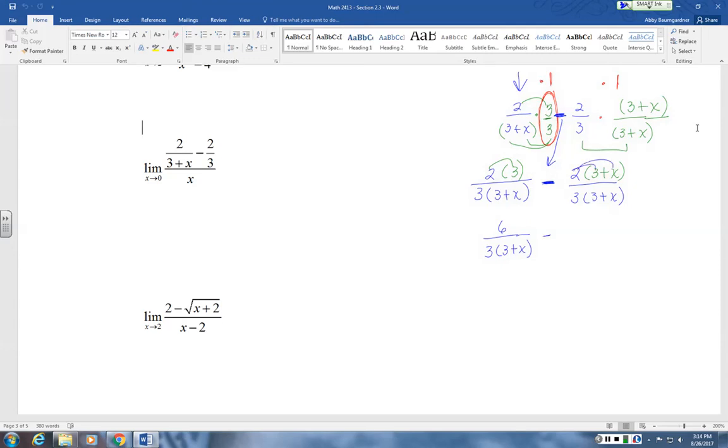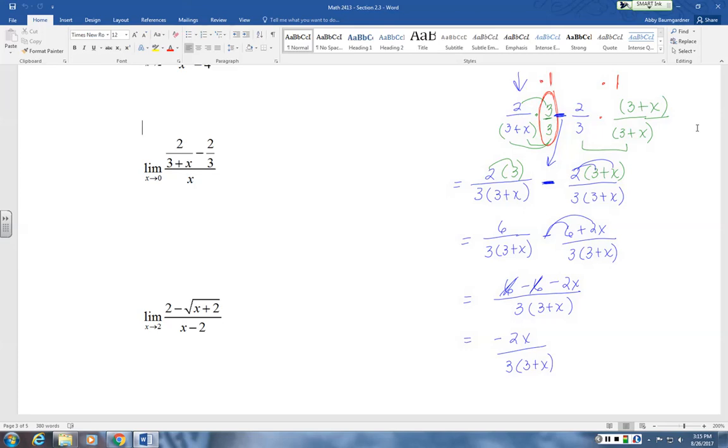Here we would have a 6 plus a 2x. Since these are the same denominator, we could write them as a single fraction. And so we would have 6 minus 2x. 6 minus 6 gives me 0. So I end up with a negative 2x over 3 times 3 plus x. That's all like scratch work.